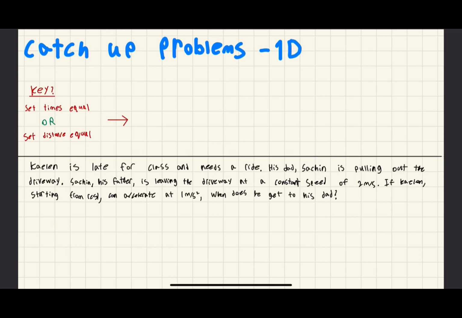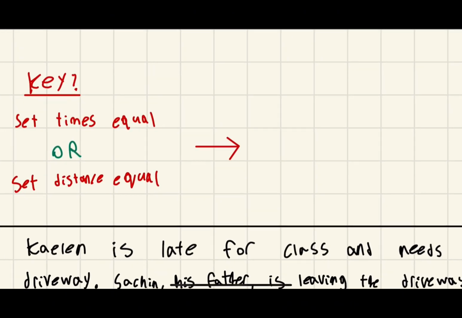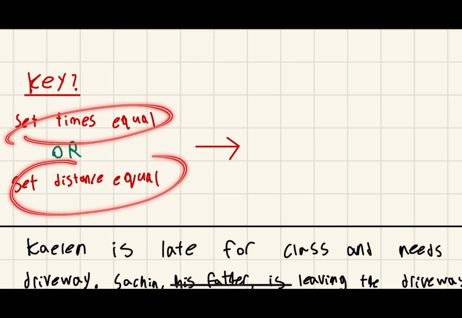Catch-up problems in 1D kinematics. These problems often confuse students as they're a little bit more tedious than your regular plug and chug 1D kinematics problems. And although I don't like saying this for a lot of types of physics questions, I can safely say there is a key, or kind of trick, to making these problems a lot easier to solve, and that is setting their times equal or setting their distances equal.